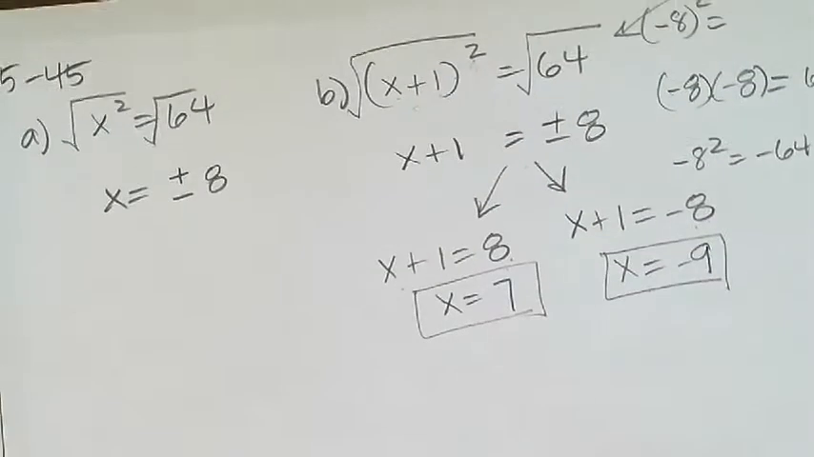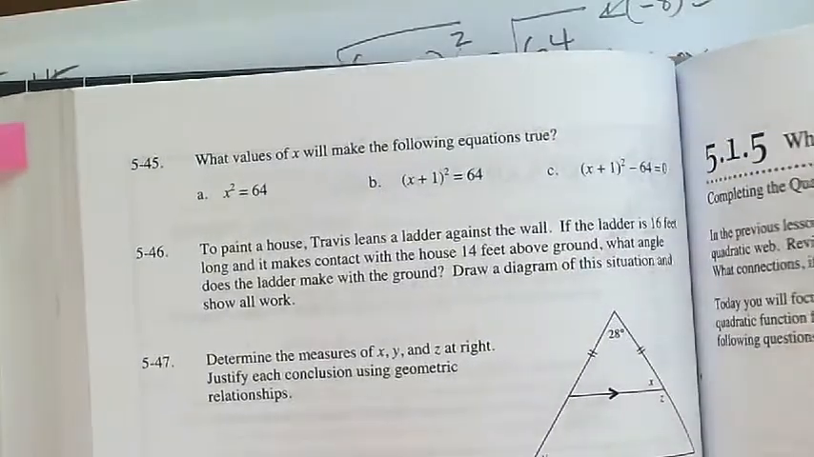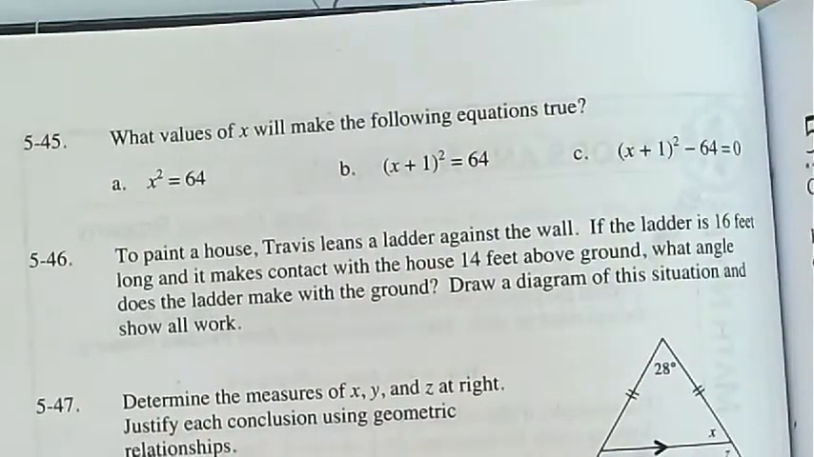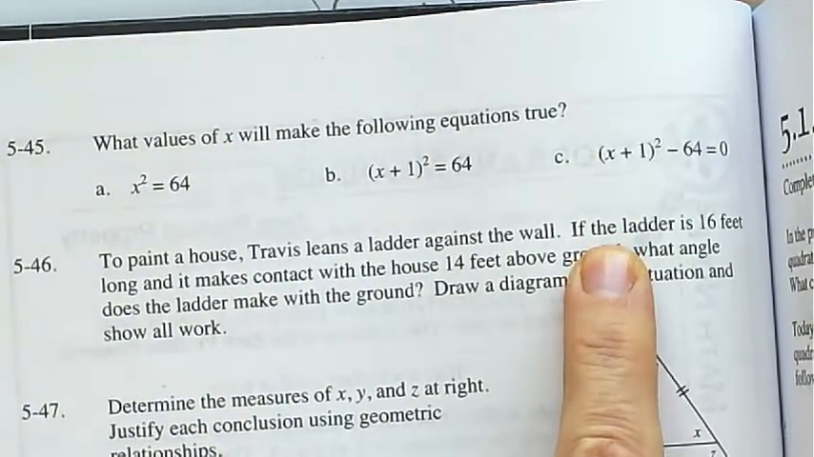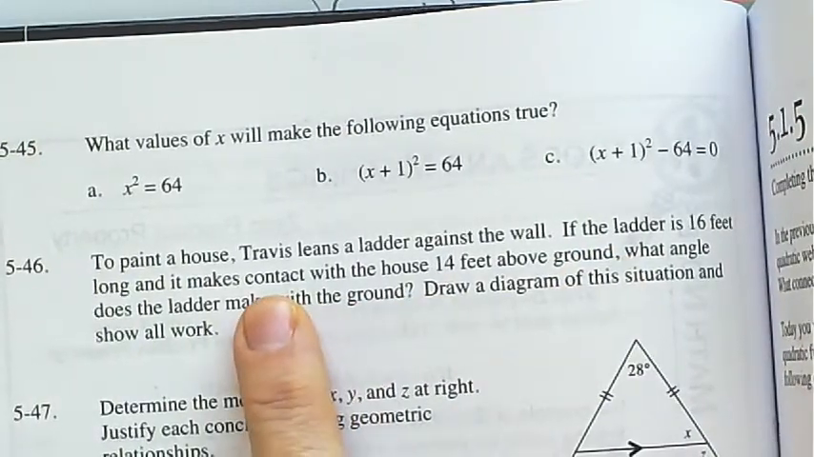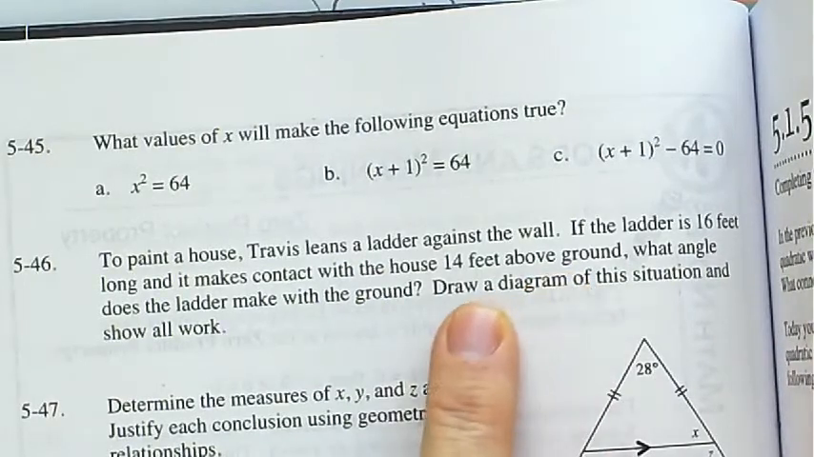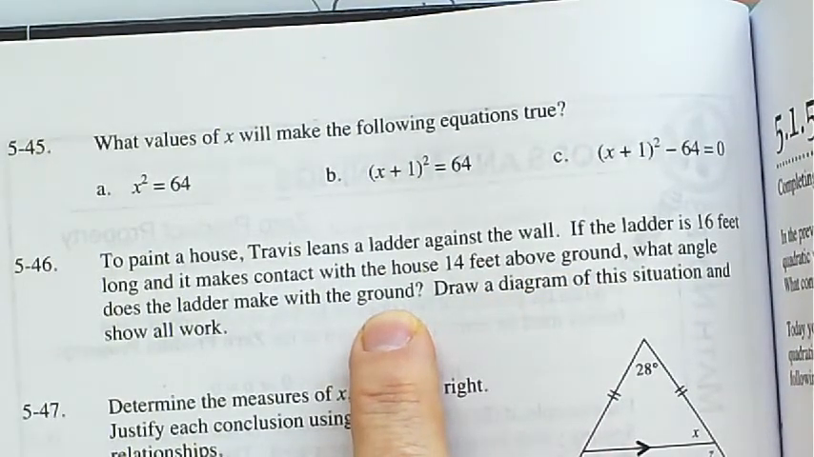Okay, let's do 546. To paint a house, Travis leans a ladder against a wall. So right there you should be thinking, okay, what is this going to look like? You've got a ladder leaning against a wall. You've seen this before. It's probably going to be a right triangle. If the ladder is 16 feet long and it makes contact with the house 14 feet above the ground, what angle does the ladder make with the ground?